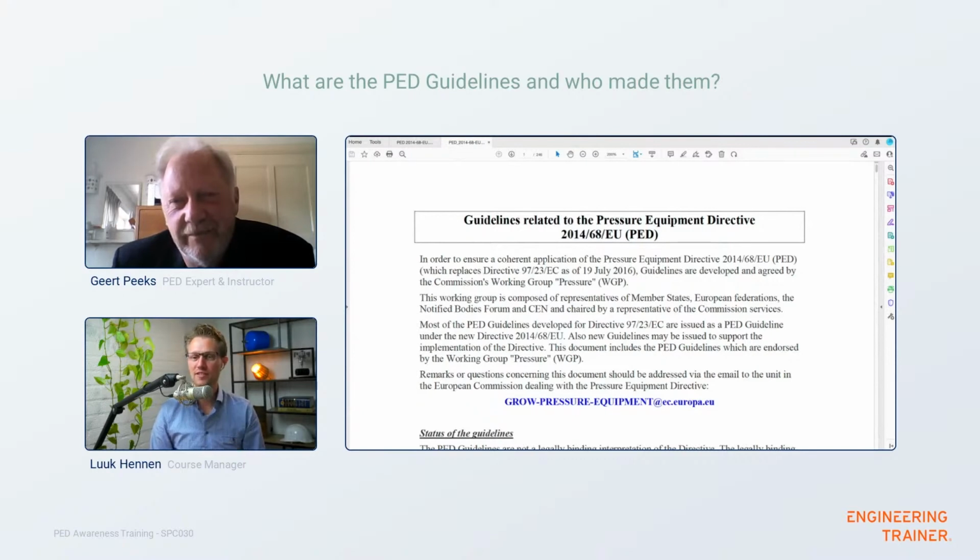Just a follow-up question, Geert. So how long does it typically take if you submit a question, or the NOBO submits a question that you asked, to the working group that makes the PED guidelines? I mean, it probably takes a while, right? Yeah, it takes a while because they are not sitting together. They don't have meetings every day, so from time to time they'll come together.